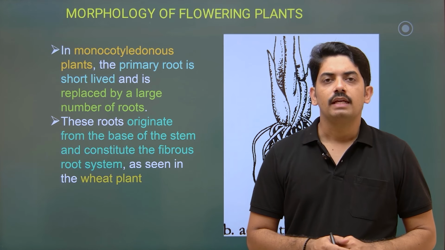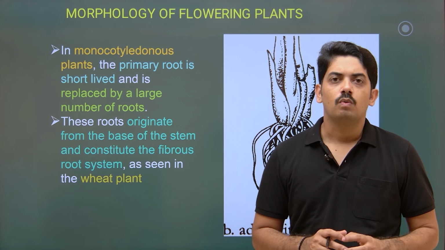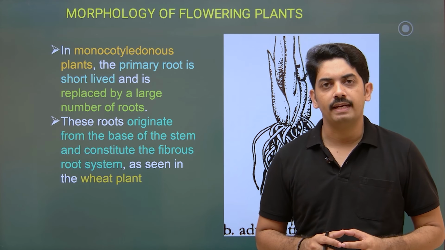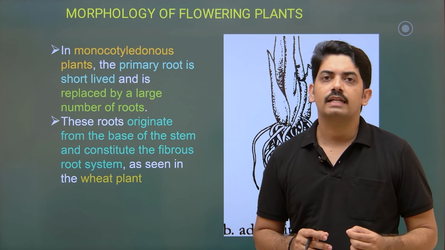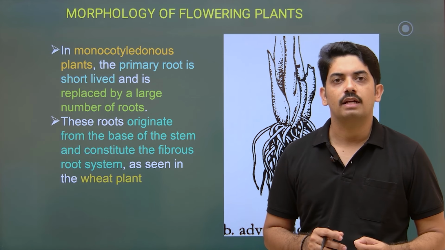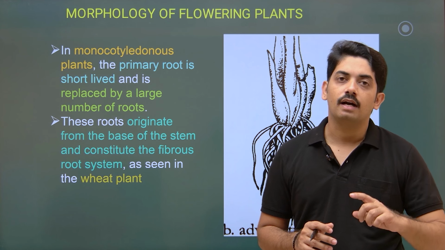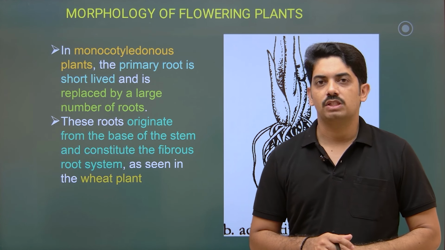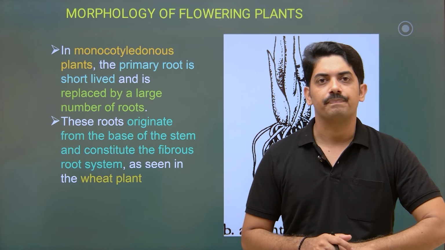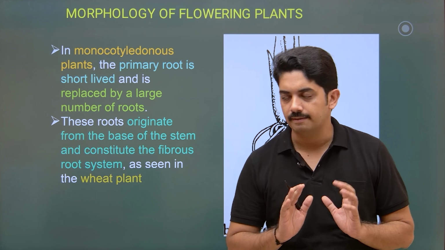Now tell me, in case somebody asks you what is true root, how do we define it? The root which directly originates from the radicle is called true root, and the root which is originating other than the radicle is called adventitious root system. So I hope this concept is clear.